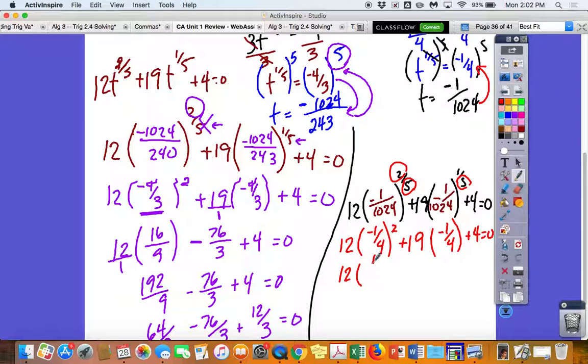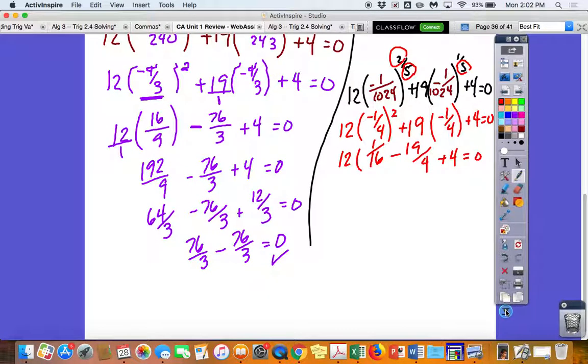Okay, square the top is 1, square the bottom is 16. Okay, that's going to end up being negative 19 over 4. Okay, I didn't close my parentheses. There we go. That is 12 over 16. I think I can reduce that. 4 goes into this 3 times, 4 goes into this 4 times. So I have 3/4 minus 19/4 plus 4 times 4 is 16 over 4.